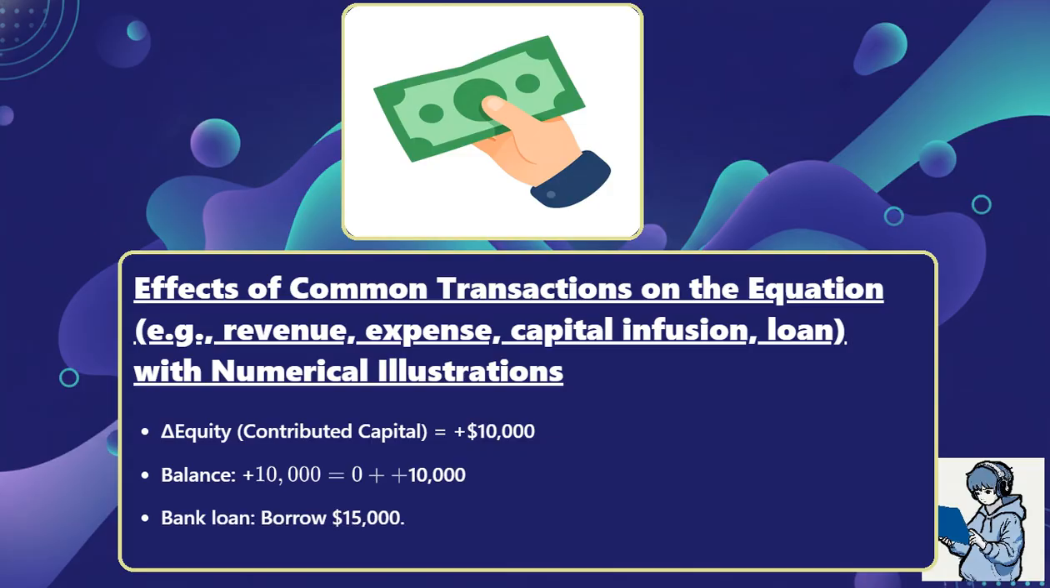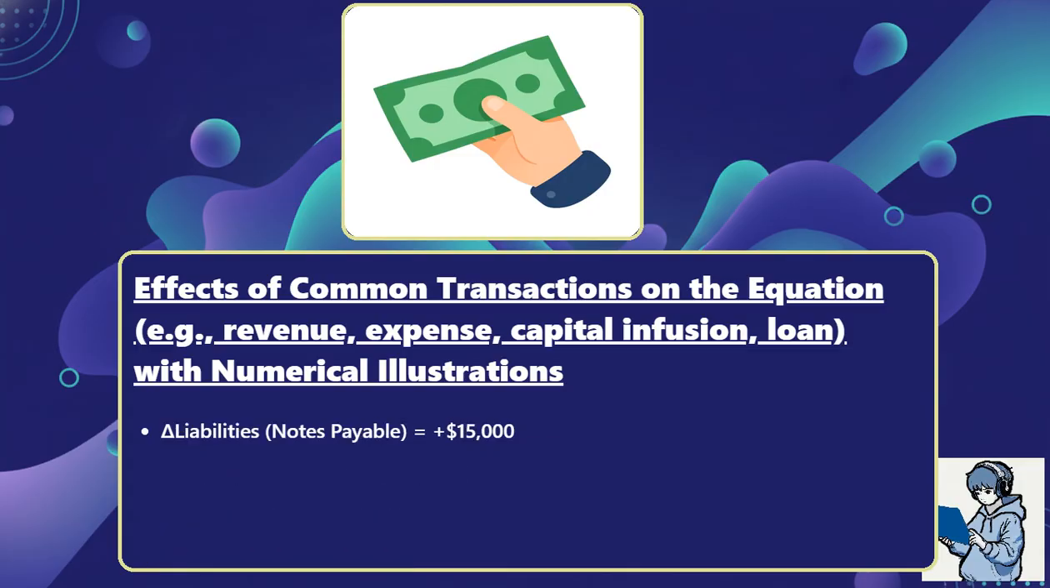Bank loan: borrow $15,000. Delta assets, cash, equals plus $15,000. Delta liabilities, notes payable, equals plus $15,000. Balance: plus $15,000 equals $15,000 plus 0.